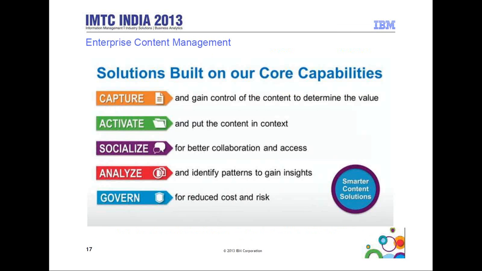Now, we're talking about a few smarter content solutions. All the smarter solutions we are talking about are built on our core capabilities, the four or five key capabilities we talk about. Capture: the ability to capture content in any form, anywhere, which could be federated from many sources, and to manage all of this content. Similarly, activate. Here we talk about active content, meaning content actually participating in your business process.